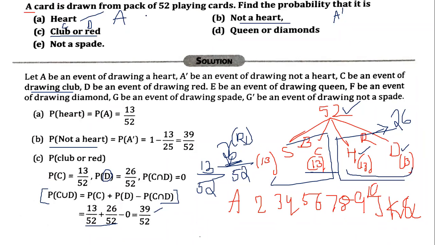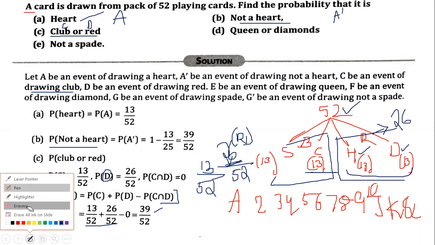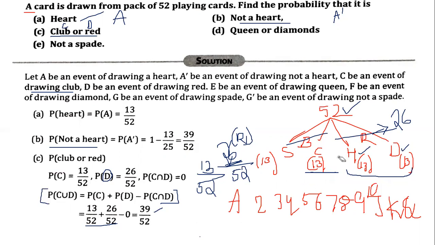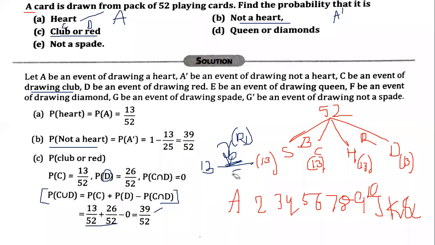A card is drawn from a pack of 52 playing cards, and what is the probability that it is queen or diamonds? So now they're asking us that they are drawing one card, and what is the probability of getting that one card as queen or diamond. Now we have to first check how many queen cards will be there, and how many diamond cards will be there, and after that only we will be able to solve the problem.